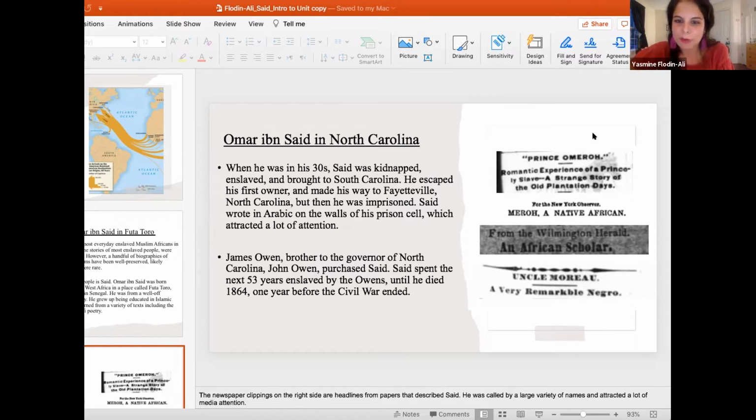And here we've got some newspaper clippings that show that he was called by a lot of different names. And that might be interesting for students to think about, just the many different ways that he was conceptualized. People were trying to understand, particularly with the ideas that they had about enslaved people, how someone could be enslaved and also literate, which posed a question to racial conception at the time and racial binaries.